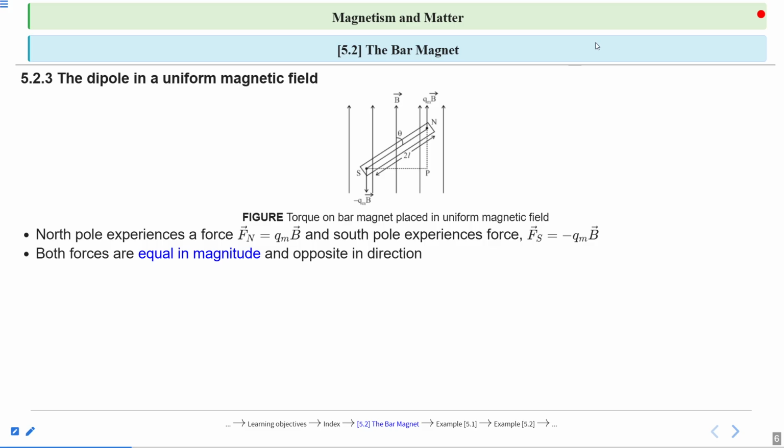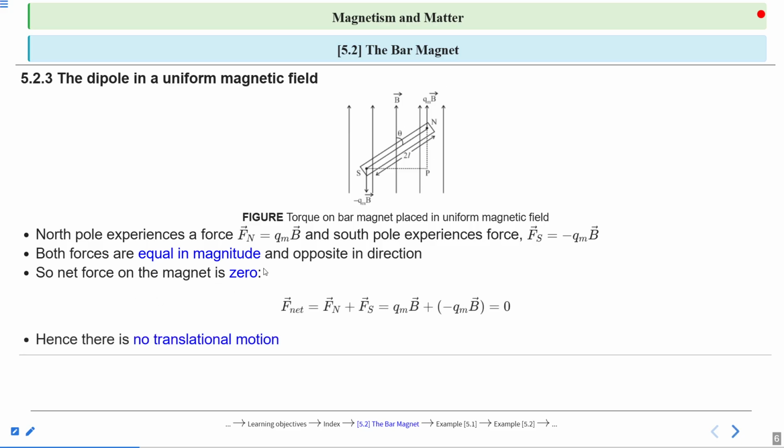You can see both forces are equal and exactly opposite in direction, so they will cancel out. So the net force on this bar magnet will be 0. But the line of action, that is, the line along which this force is acting, is not the same for both forces. There is some perpendicular distance existing between the two lines of action. So the net force is 0.